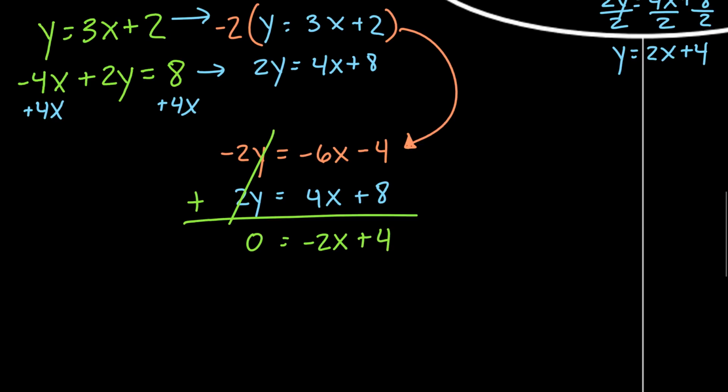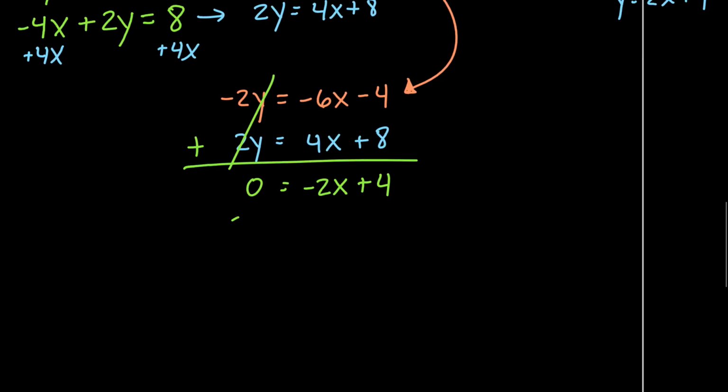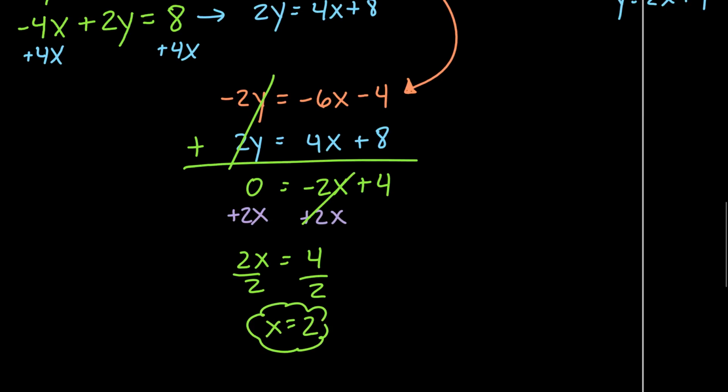So this is why maybe in the beginning I would have instead moved the 3x over, subtracted the 3x, because you're left with a 0 on the side, which is fine. But I now just need to add 2x over to get it by itself. So I'm going to add 2x. So I have 2x equals 4. And then I divide by 2. And what's x? X is 2. Is that what we got in the previous problems?